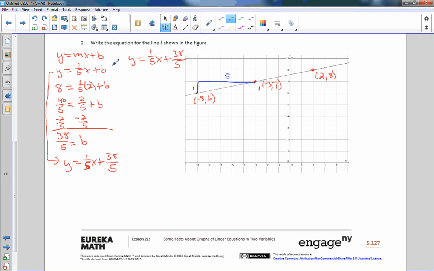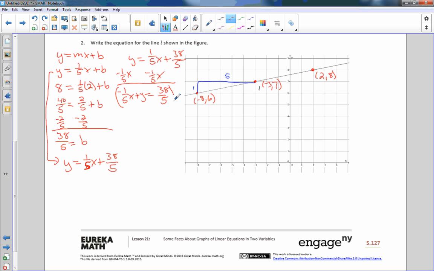I'm going to move the x over here, so I subtract 1/5 x. Okay, so a little distraction there. The PA is busy today. Okay, so I'm going to subtract 1/5 x from both sides. I get negative 1/5 x plus y equals 38/5. Okay, these cancel. I get 38 over 5.